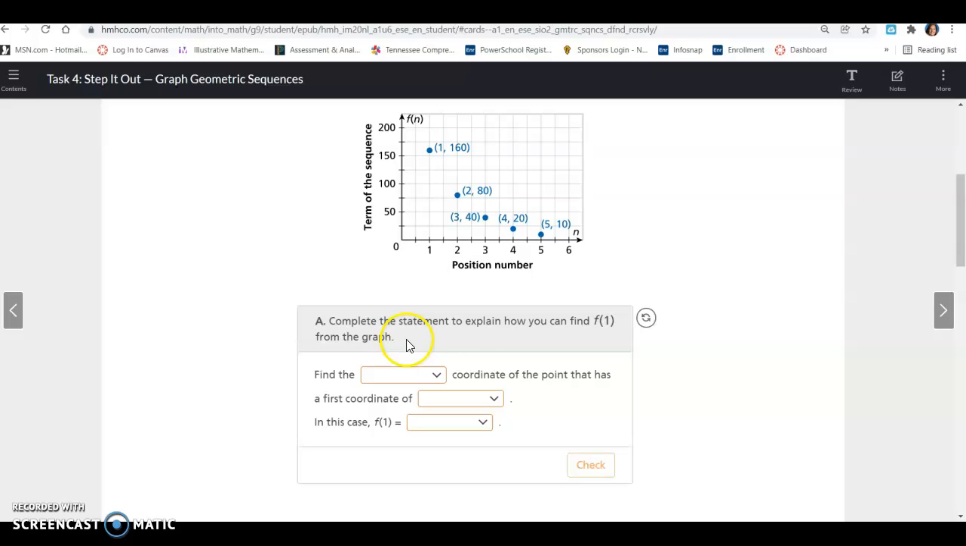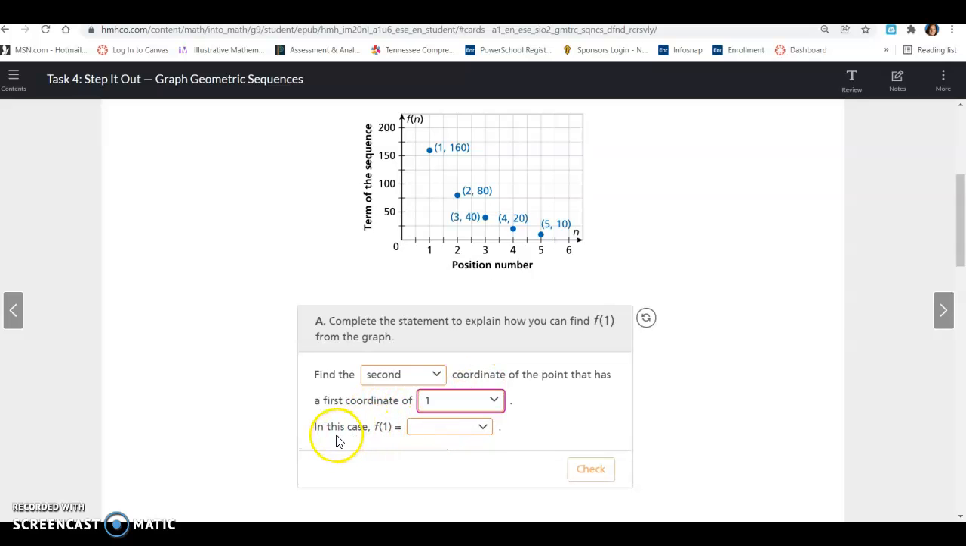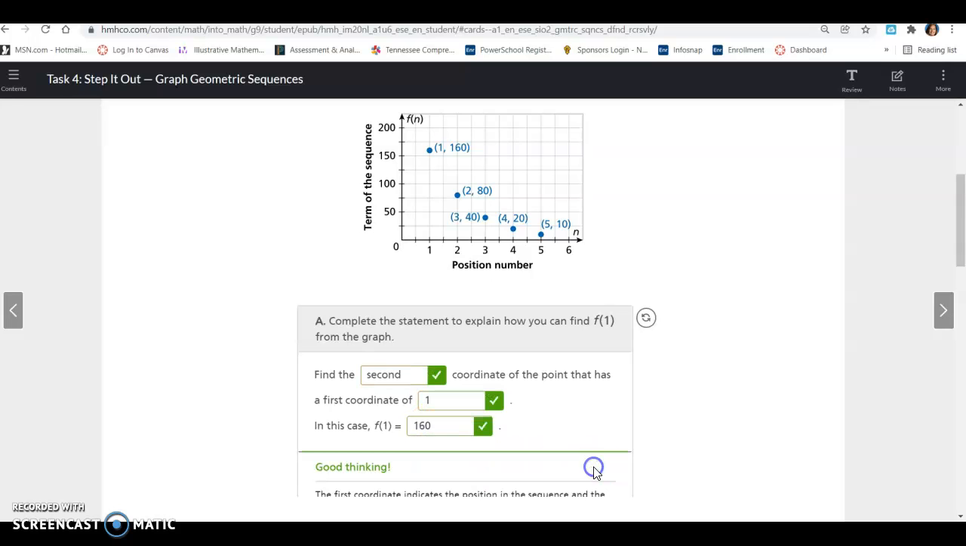All right, so it says complete the statements to explain how you can find f of 1 from the graph. So f of 1 is 1 and 160. So find the second coordinate of the point that has a first coordinate of 1. We're looking for the 160, because we know that 1 goes with 160. And in this case, f of 1 equals 160.